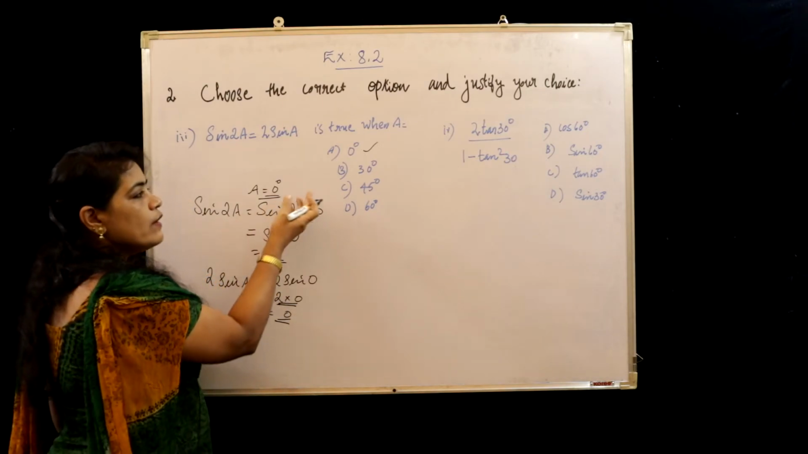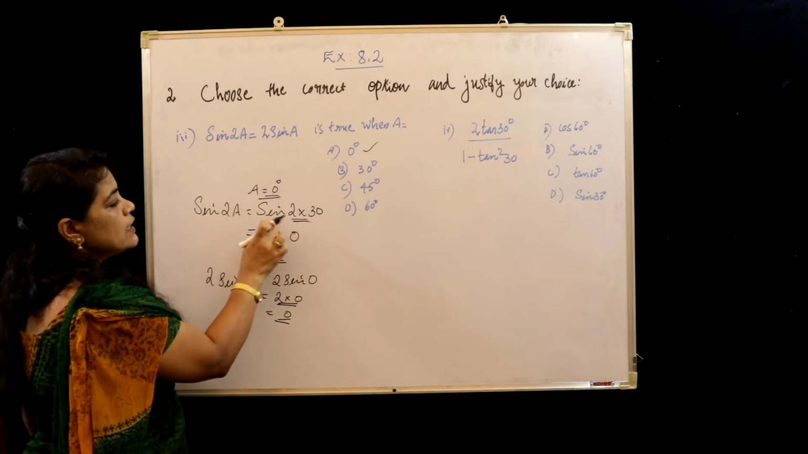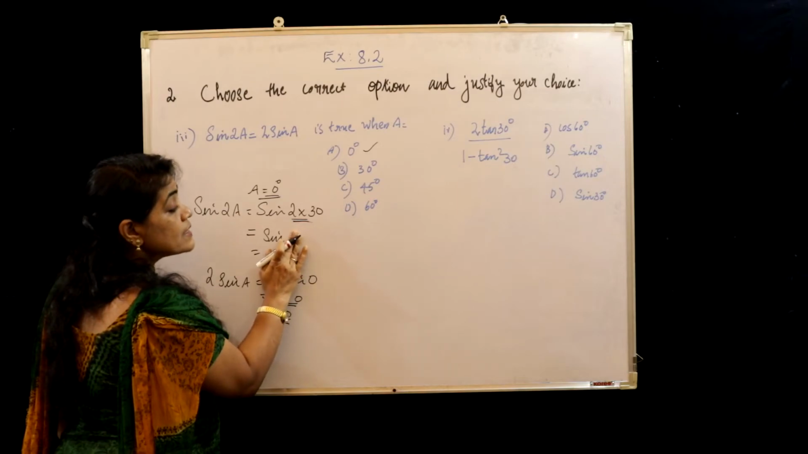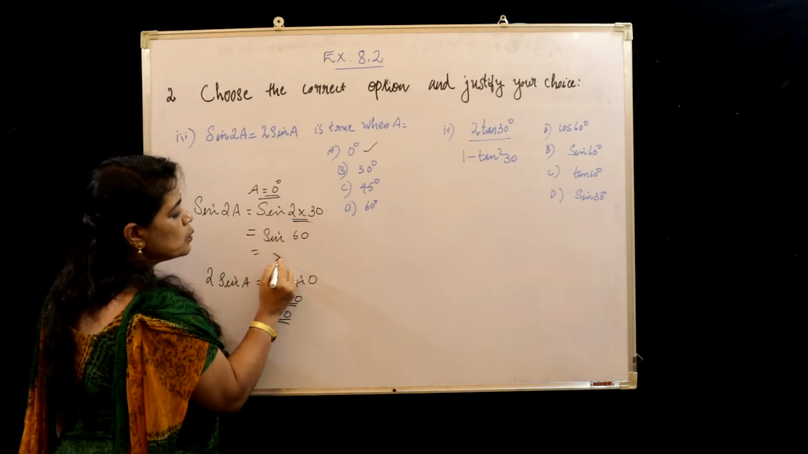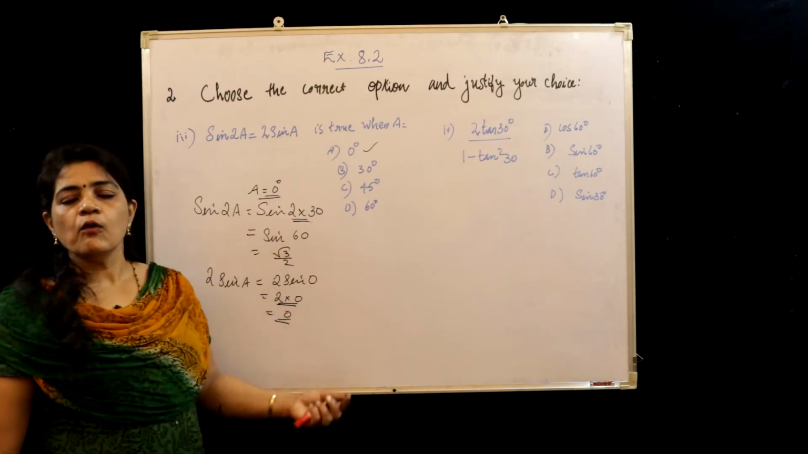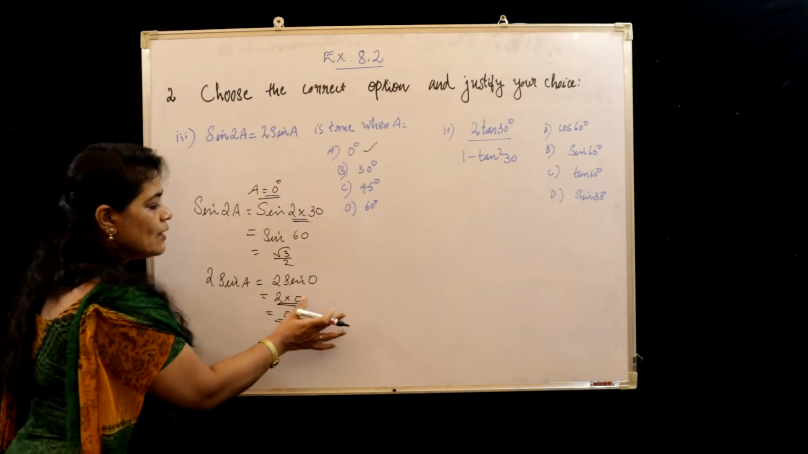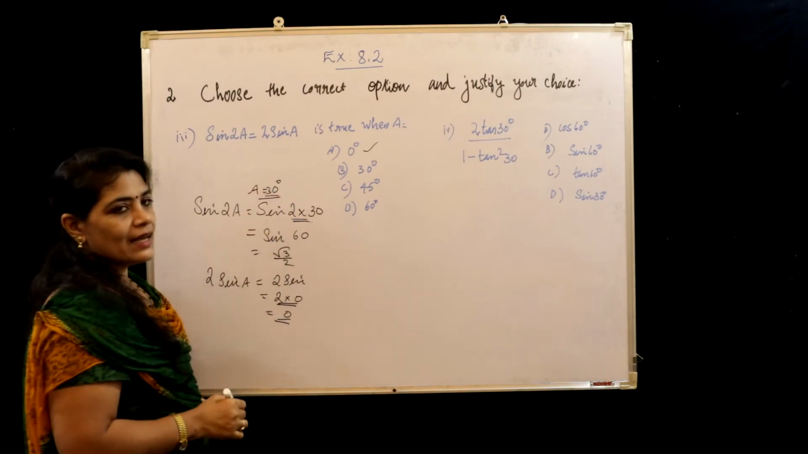Let us see what happens for 30, if we take A as 30. I will show you by taking 30. So 2 into 30 is 60. Sine 60, and its value is root 3 by 2. Yes. Now what is RHS? 2 times sine A. So 2 times sine, where we substituted A as 30 degree in the second case.